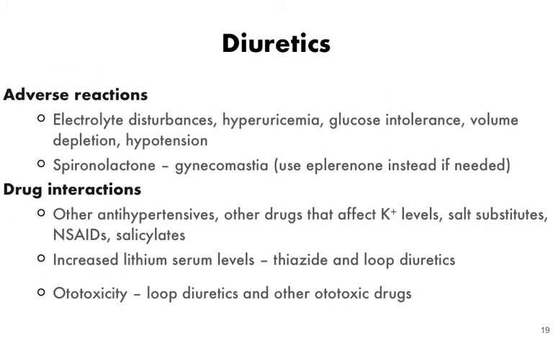Most common adverse reactions we'll see from diuretics across the board are those electrolyte disturbances and the complications from volume depletion, which includes hypotension. Sometimes as doses creep higher, with the thiazides we get hyperuricemia, increases in uric acid, and that can lead to gout.